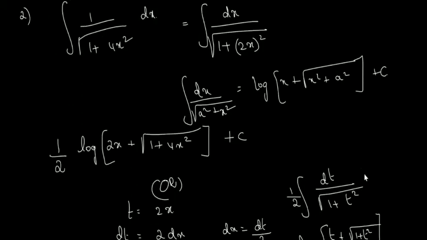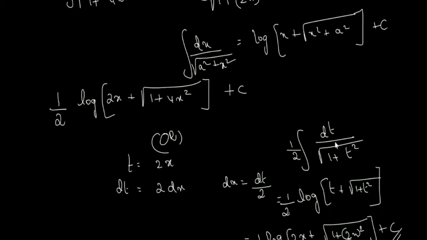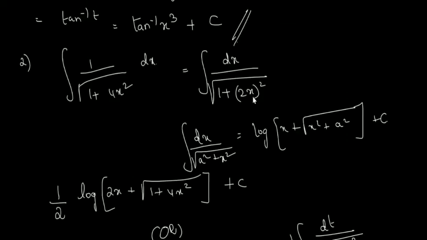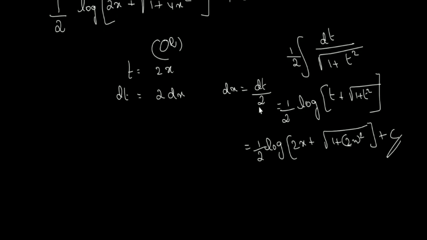Substitution method. We use this method because you should not forget to divide by 2. So if you use the formula, just check the coefficient of x. That is very important. Okay, so just make sure you're dividing by the coefficient of x, or use the substitution method.